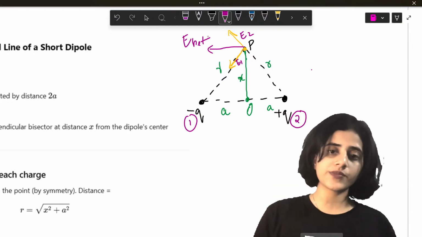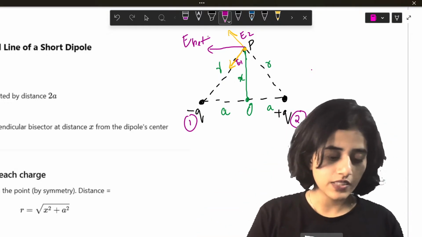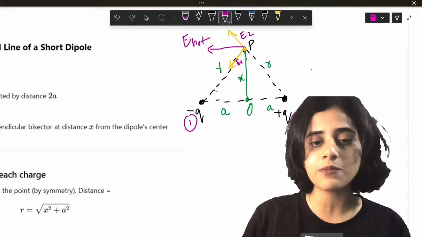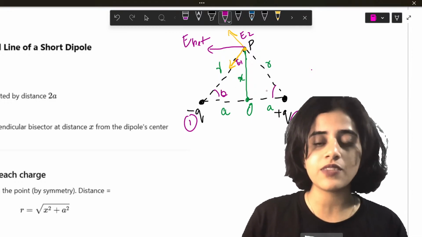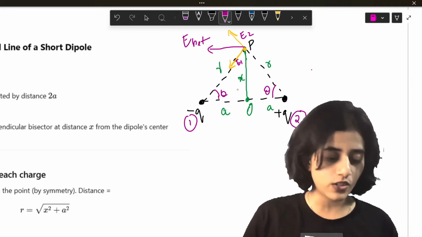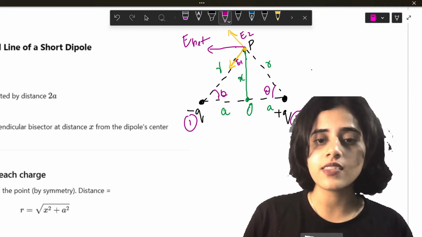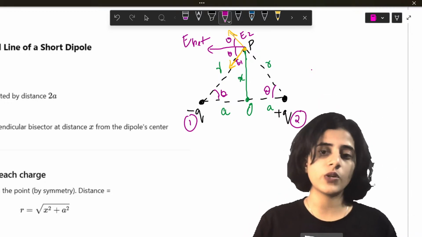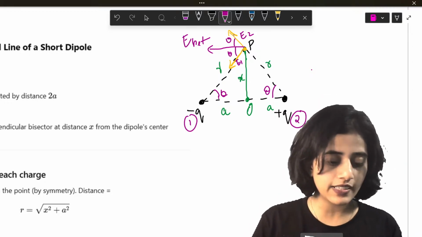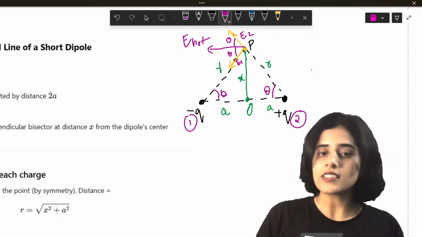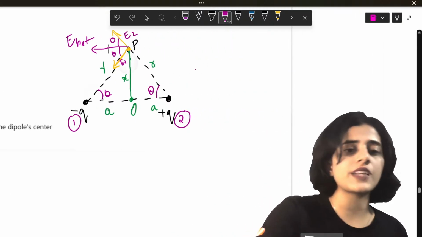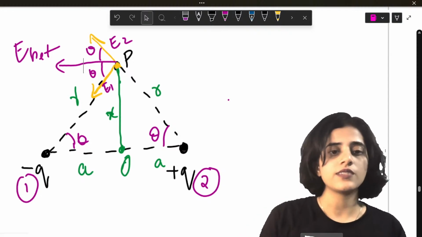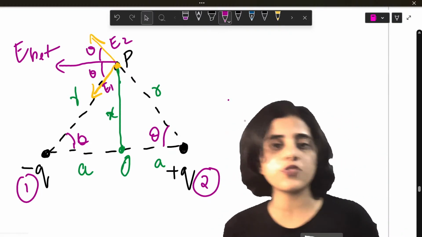The resultant. Now if the dipoles make an angle theta, if this is also theta, they both make an angle of theta, then these two will also make an angle theta. This is the basic diagram. Is this diagram clear to all of you? I hope this is clear to all of you.